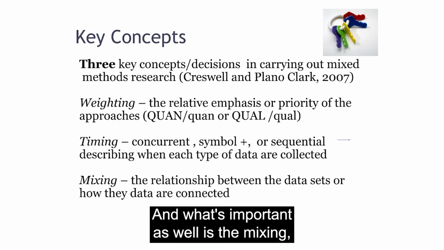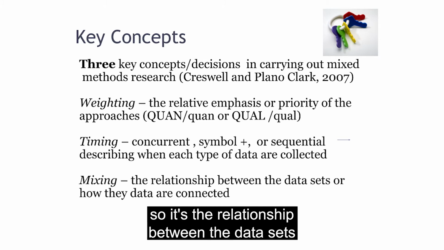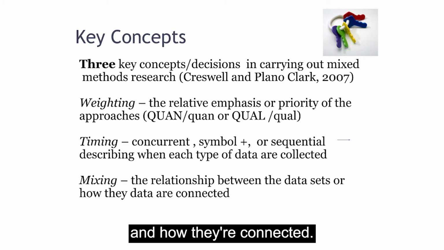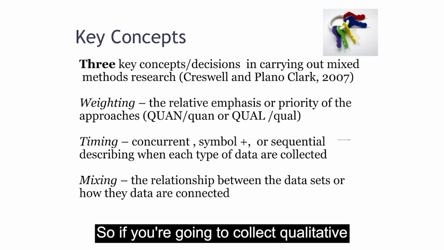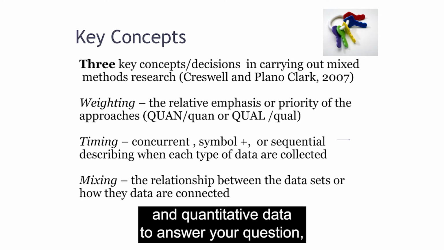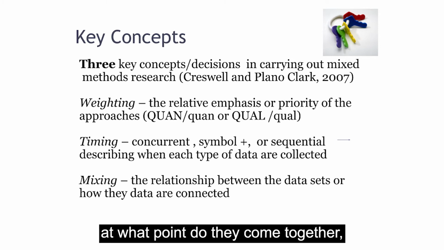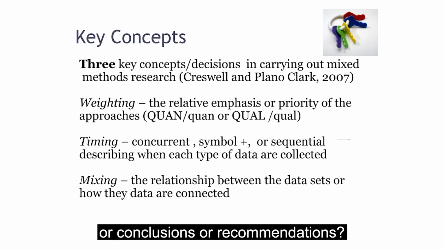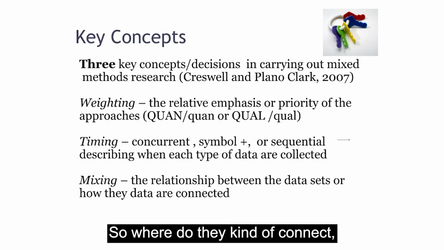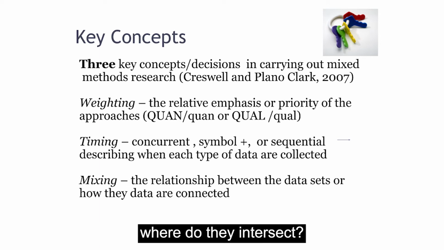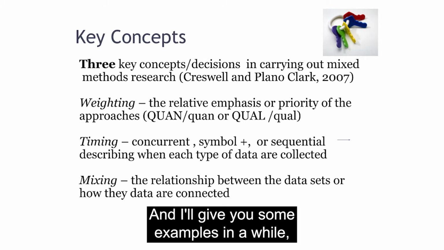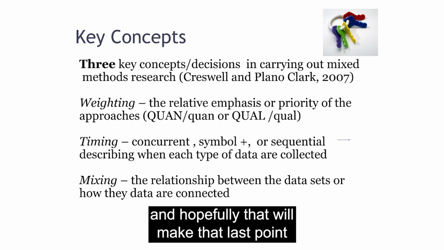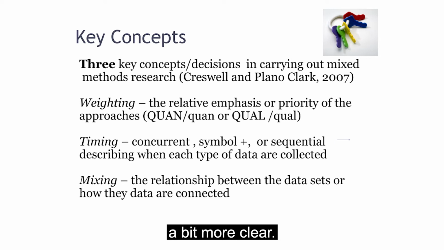And what's important as well is the mixing. It's the relationship between the data sets and how they're connected. So if you're going to collect qualitative and quantitative data to answer your question, at what point do they come together? Do you connect them in terms of making inferences or conclusions or recommendations? Where do they connect? Where do they intersect? I'll give you some examples in a while, and hopefully that will make that last point a bit more clear.